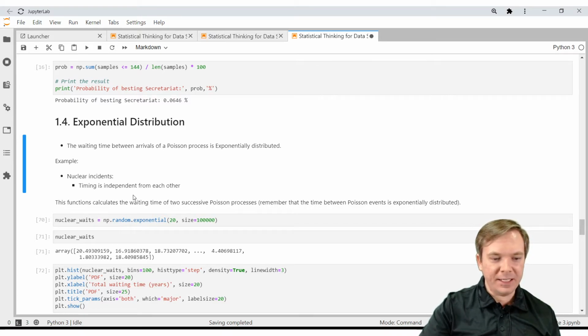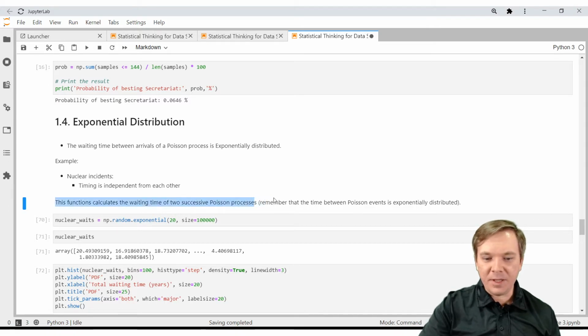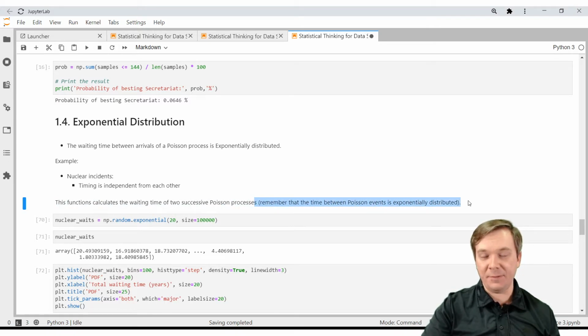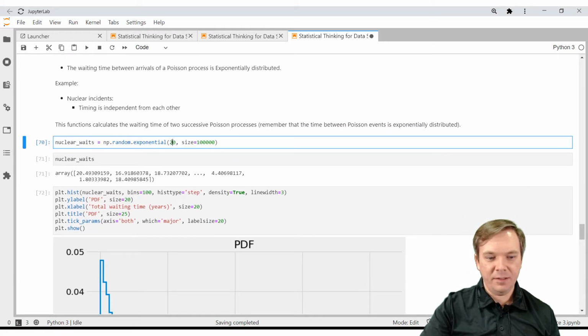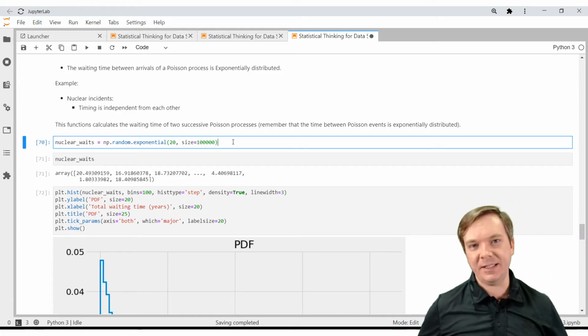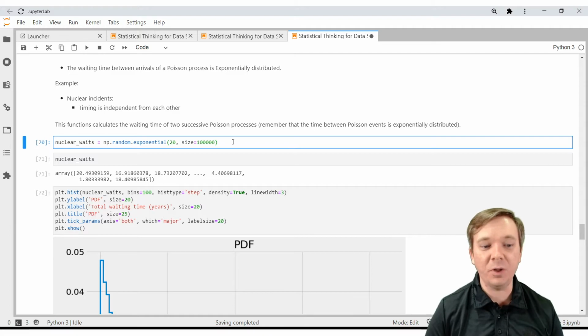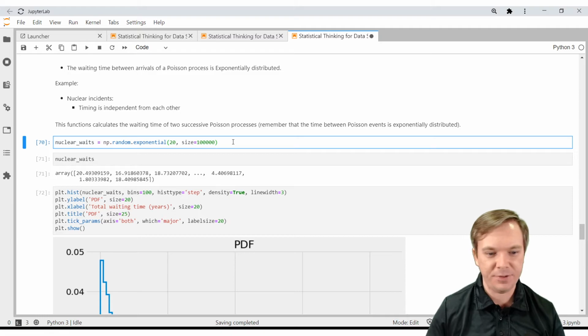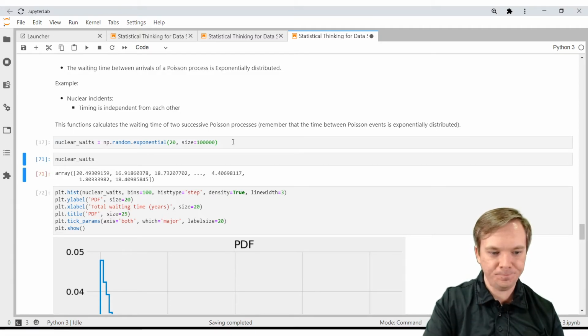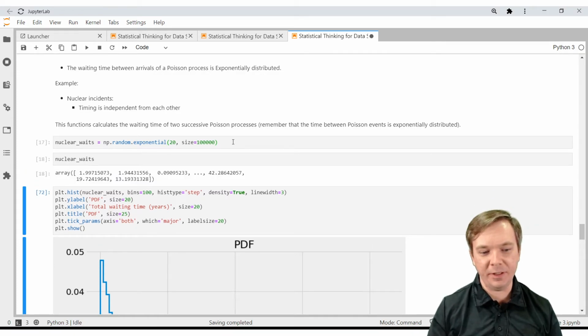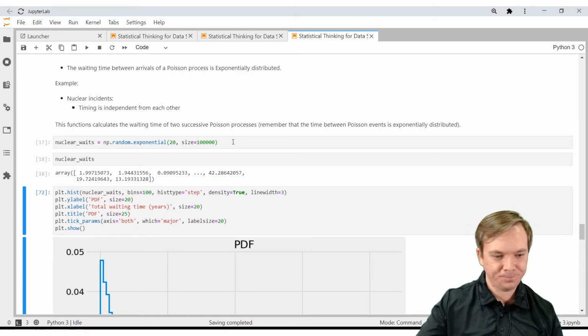So this function calculates the waiting time of two successive Poisson processes, okay? Remember that the time between Poisson events is exponentially distributed. So now we're going to use this exponential method, and we're going to say 20, okay? This is basically the average amount of time that we wait between nuclear incidents. We'll just call it 20 years. We don't really know. And we'll do a sample size of 100,000. So then we'll actually simulate that.